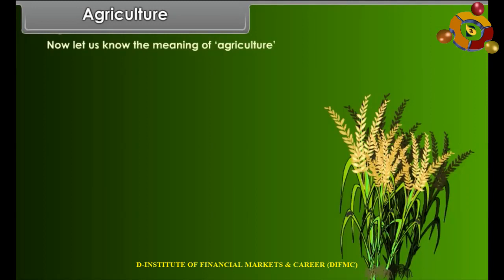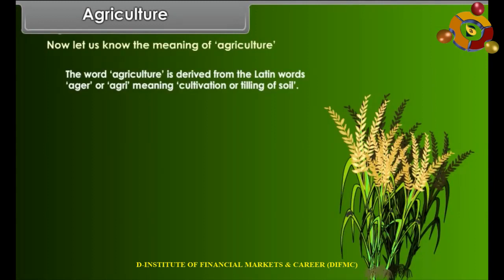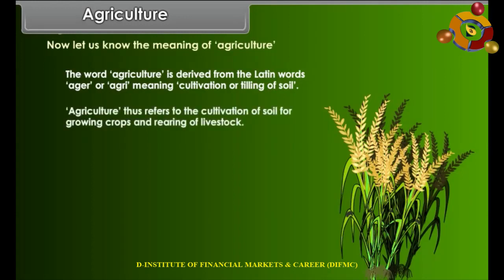Now, let us know the meaning of agriculture. The word agriculture is derived from the Latin words ager or agri, meaning cultivation or tilling of soil. Agriculture thus refers to the cultivation of soil for growing crops and rearing of livestock.